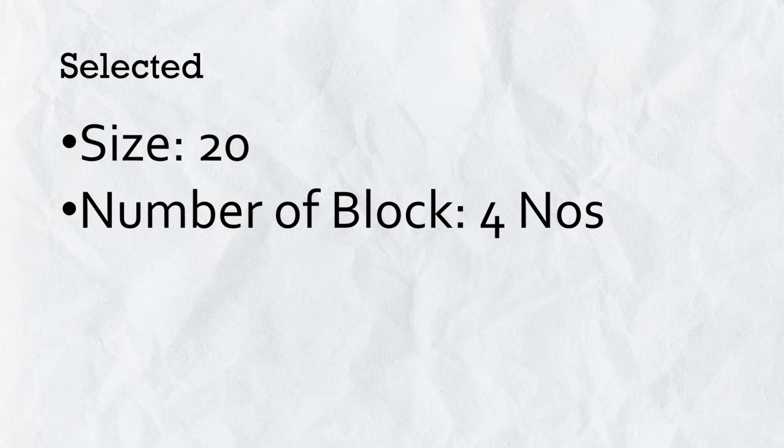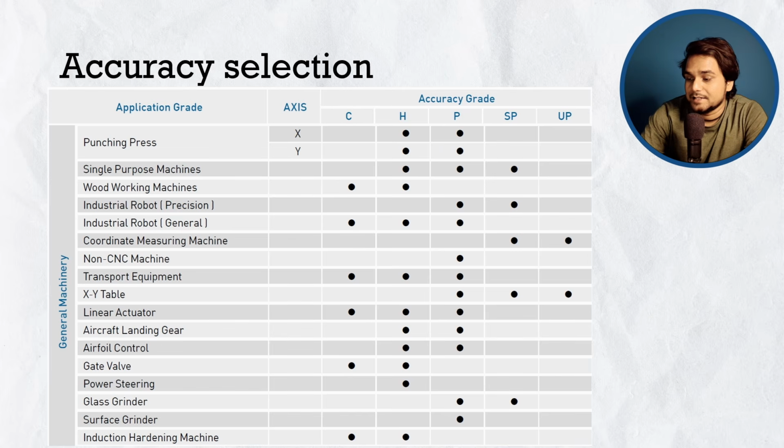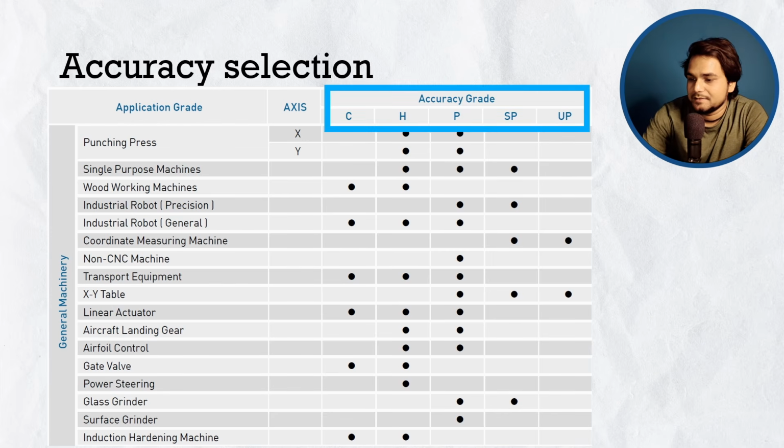And for the calculation, here I am roughly selecting the LM guideway size 20. And for the accuracy selection, if in your case the accuracy is not defined, you can take this table as a reference from any linear guideway manufacturer catalog. In case of LM guideway, the accuracy is defined in C, H, P like that. C is the most precision grade.